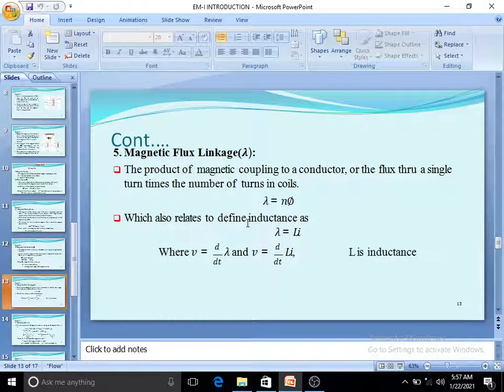Clear? So one more thing you need to remember, inductance, right? So consider a conductor twisted in the form of a coil, which is nothing but an inductor, right? So generally the inductance is defined as the ratio of flux linkages and the current. The inductance is defined as the ratio of flux linkages, lambda, with respect to the current. So from the definition of the inductor we can write lambda equals Li.